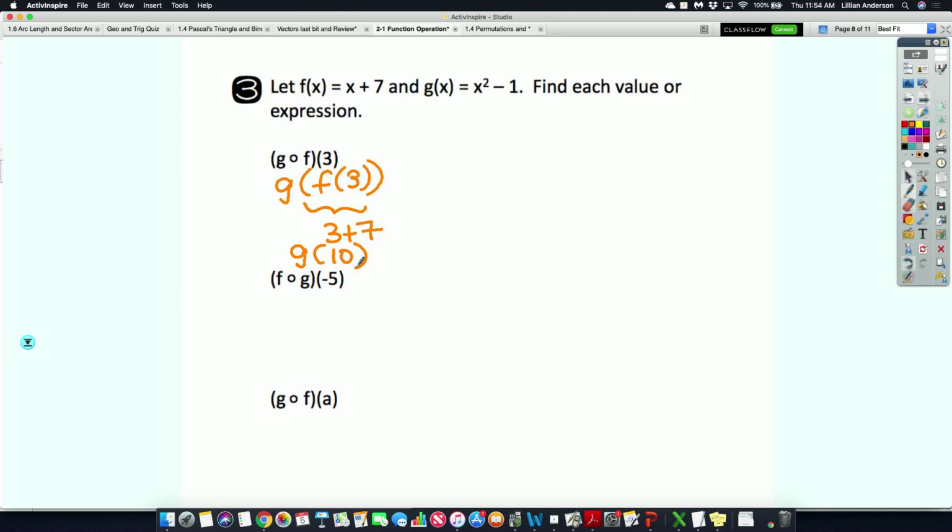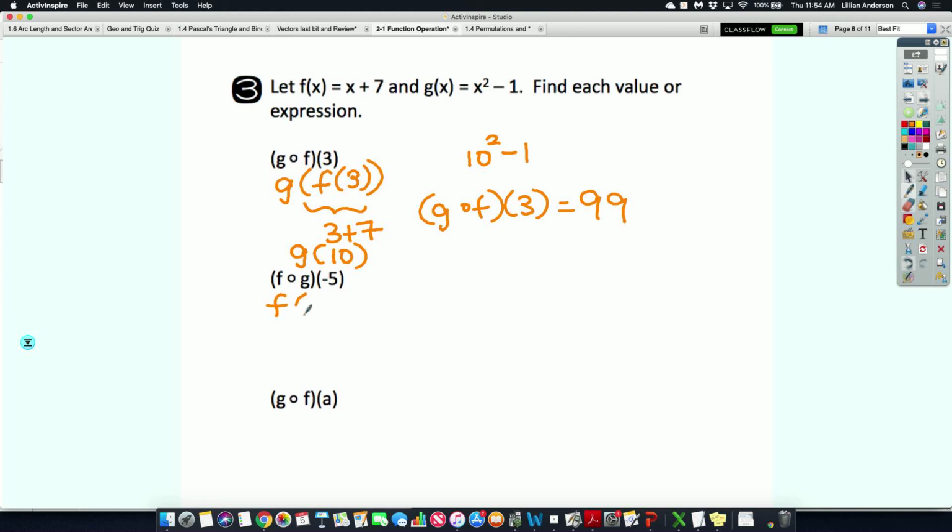Everybody see that? Now what is it saying to do? I need to plug 10 in for x into which function? G. So here's G. I'm going to plug 10 in. That's 10 squared minus 1. So my answer to this, G of f of 3, is equal to 99. You start with the inside, work your way out. The ones with the numbers are very easy to work with, okay? Because you end up with a number in the end. No need for domain and range when you're given a number, okay? And it also doesn't ask for domain and range either, but we're going to do it for the last one.